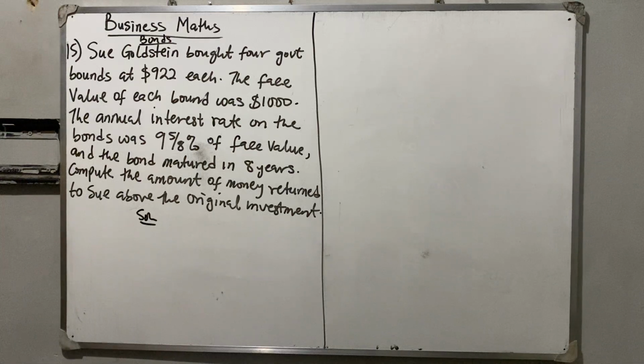So now this one said that Mr. Goldstein bought 4 governmental bonds at $922 each. Then it said that the face value of each bond is $1,000. The annual interest rate on the bond was 9 5/8% of the face value, and the bond matured in 8 years. Then it says you should compute the amount of money returned to him above the original investment.